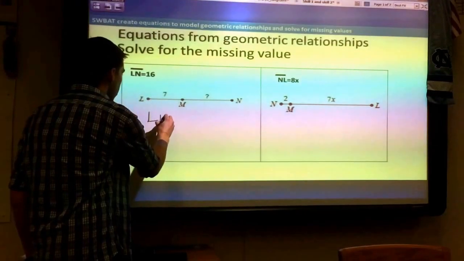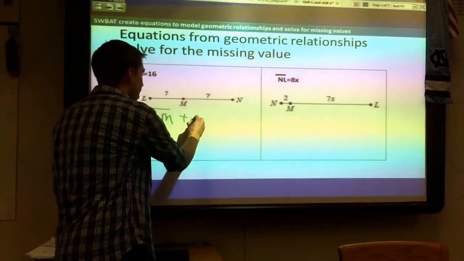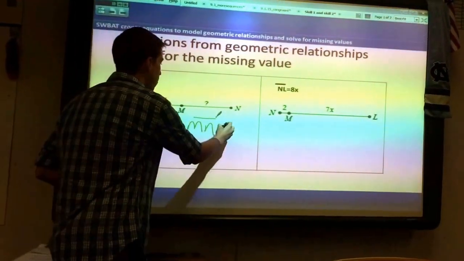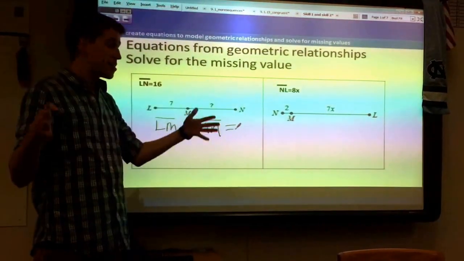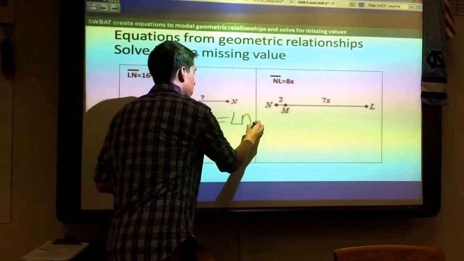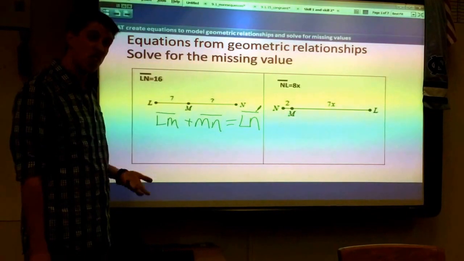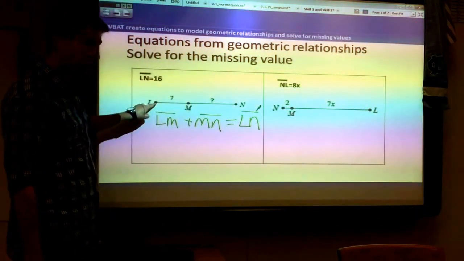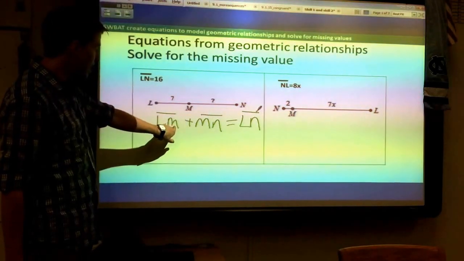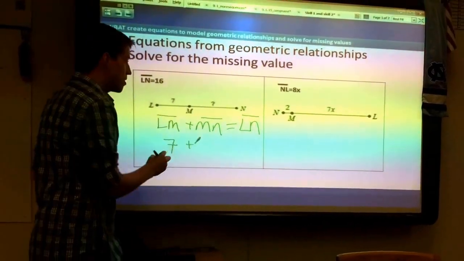So right here we see our first line segment. LM gets us here. If we add line segment MN here, that's going to add up to our total line segment LN, the entire thing. Now this is going to help us build our equation. Because if we look at our shape, LM, we already see that it's 7. So I can replace line segment LM with 7. The plus sign will just keep on coming down.